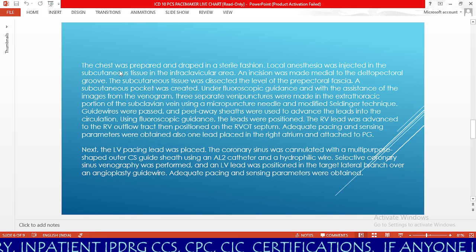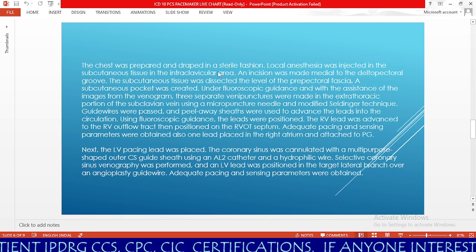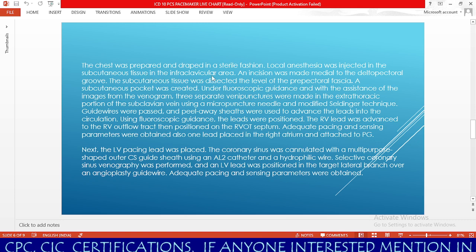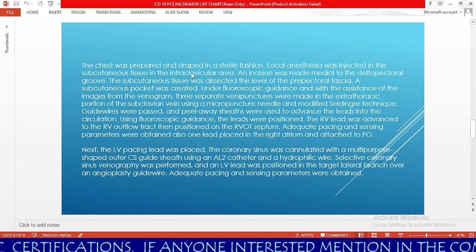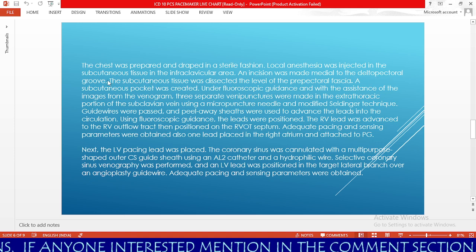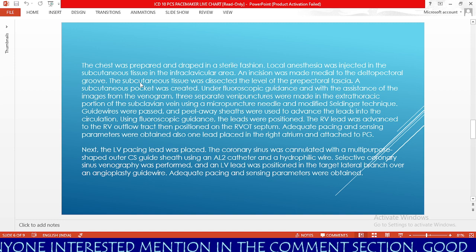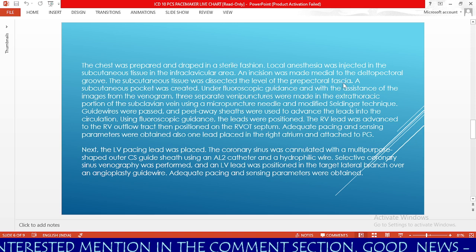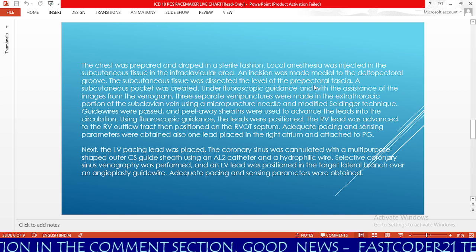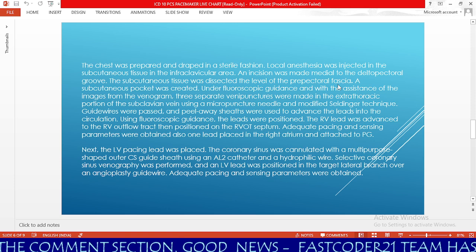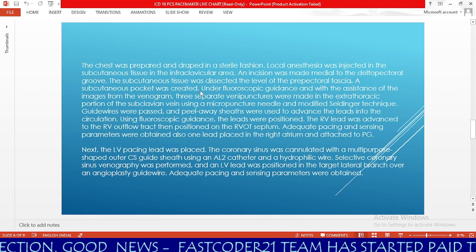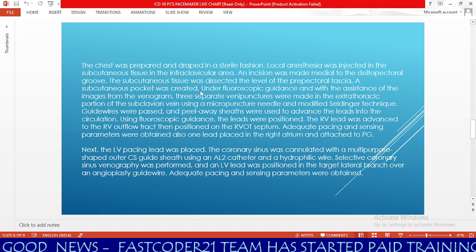So here is the most important thing we need to understand. The chest was prepped and draped in a sterile fashion. Local anesthesia was injected in the subcutaneous tissue in the infraclavicular area. Infraclavicular means below the clavicle area. An incision was made medial to the deltopectoral groove. So here the physician started the incision and the subcutaneous tissue was dissected to the level of the pectoral fascia. And a subcutaneous pocket was created. In order to place the pacemaker generator, the physician has created a subcutaneous pocket here.